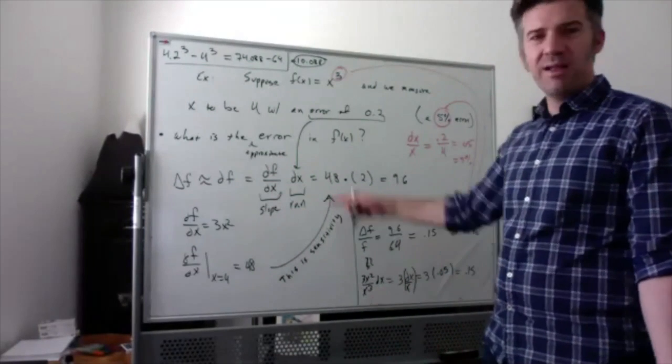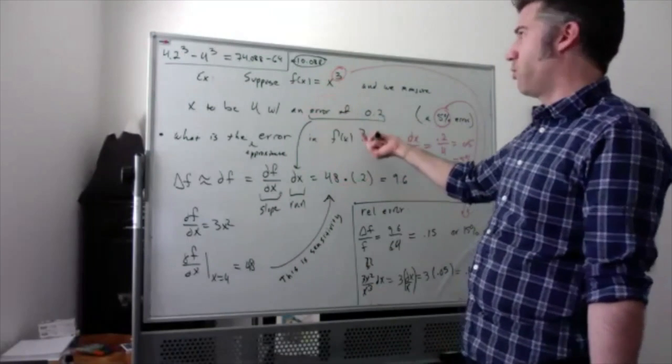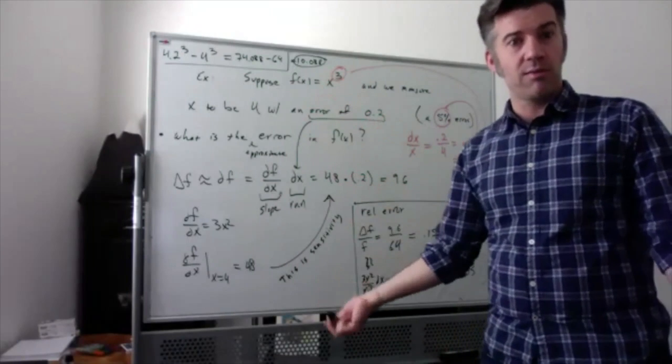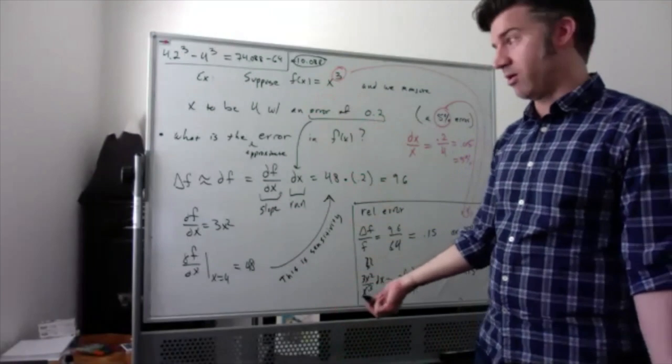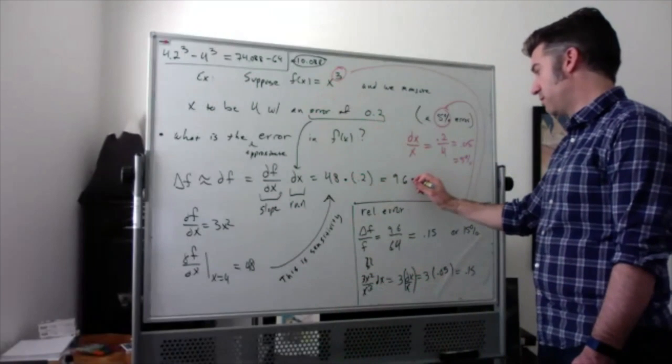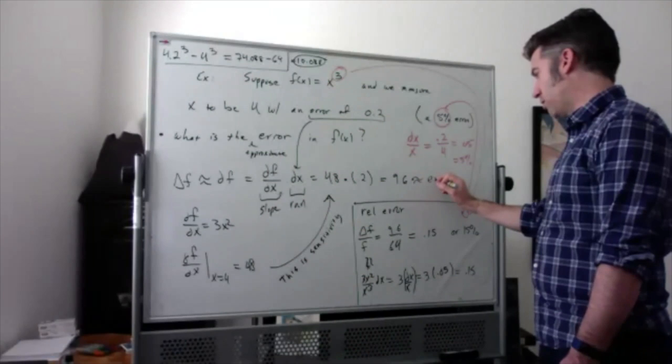It's pretty good, right? I mean, it's off by a little bit. It's off by 0.488. But that's a pretty good approximation of what the error is here. So that is my approximate error in f.